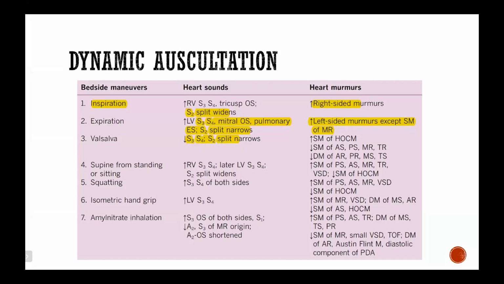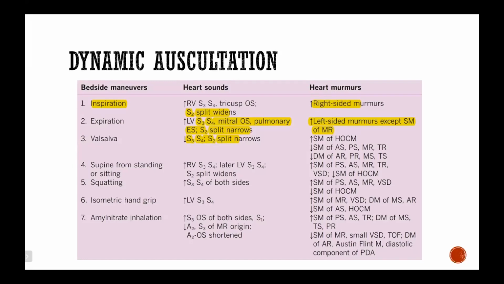So when there is increased venous return, there's increased blood flow across the right side of the heart. There's increased right ventricular stroke volume, and hence all right-sided murmurs will sound loud during inspiration. And the reverse is true in expiration. During expiration, left-sided murmurs will appear loud. That's the first thing. You can check these changes of the murmur intensity during inspiration and expiration.